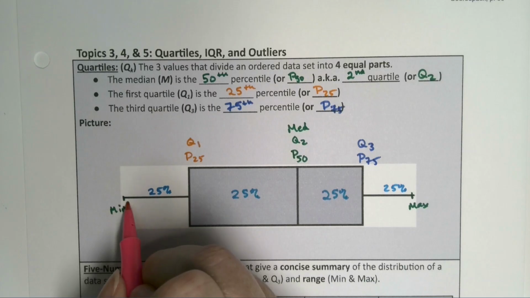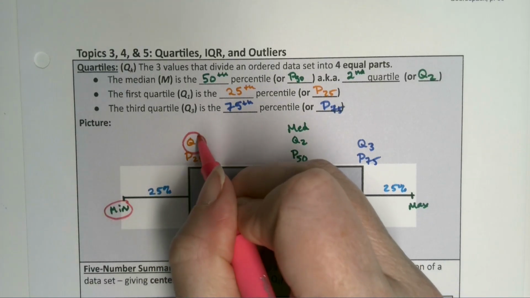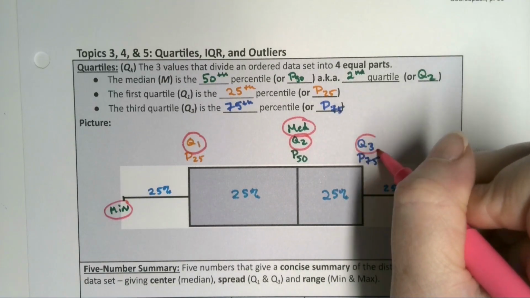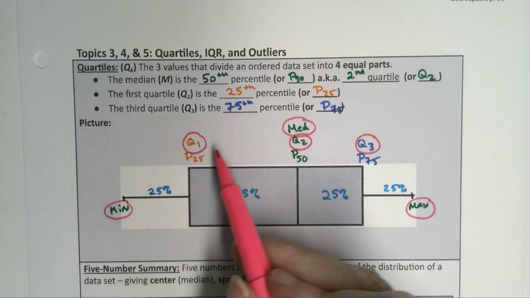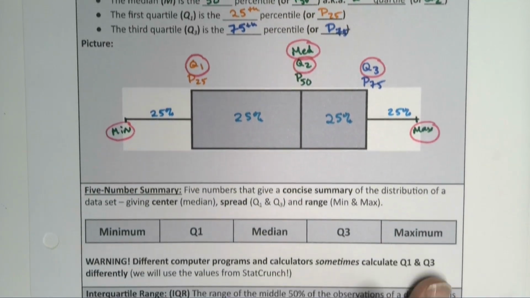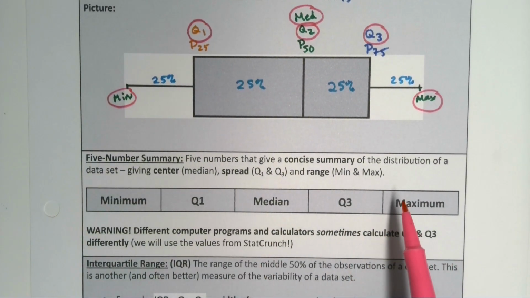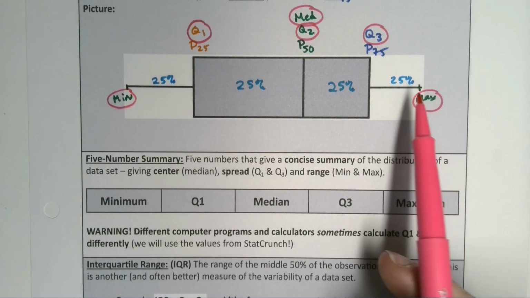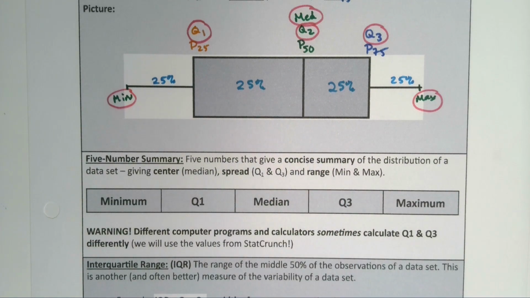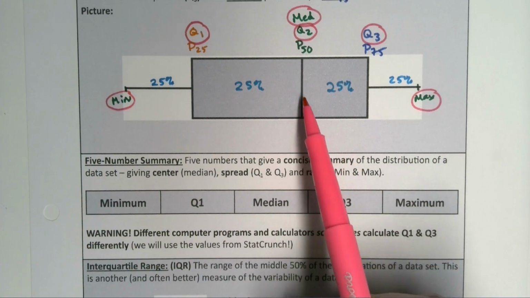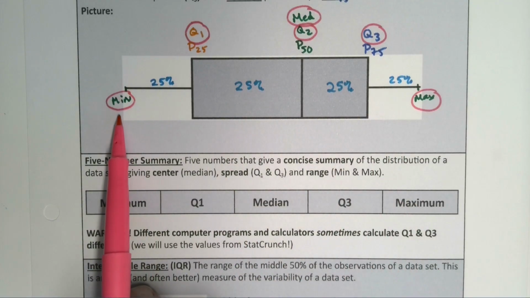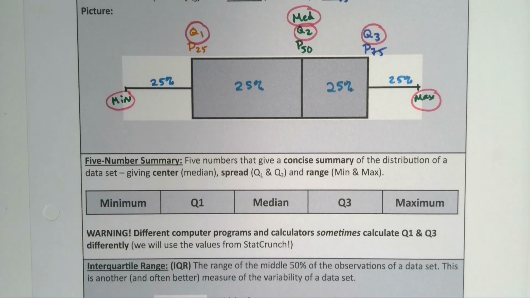So those three, actually let me circle them. The minimum, Q1, right? Q2, i.e. the median, Q3, and the max. Those 5 numbers are called the 5-number summary. They're a really great way of knowing what the lowest value is, what the highest value is, and where the middle sections are. It's a great way of measuring center with the median, spread with the Q1 and Q3, and the range with the min to the max.